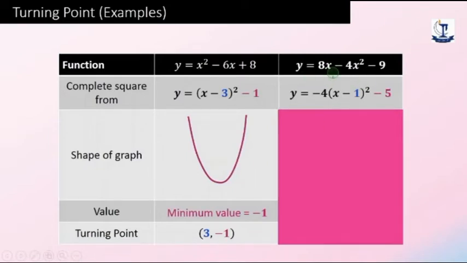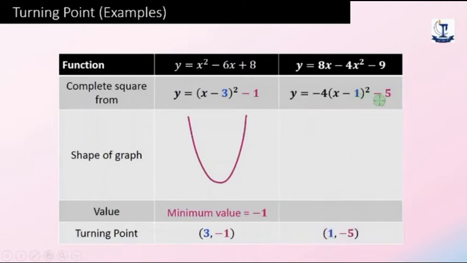The graph y is equal to 8x minus 4x square minus 9 in complete square form is minus 4 into x minus 1 whole square minus 5. In this case, the numbers 1 and minus 5 in ordered pair is the turning point of the graph. Here the coefficient of x square is minus 4. So the shape of the graph is a parabola opening downward. The graph has the maximum point and the maximum value of this graph is minus 5.